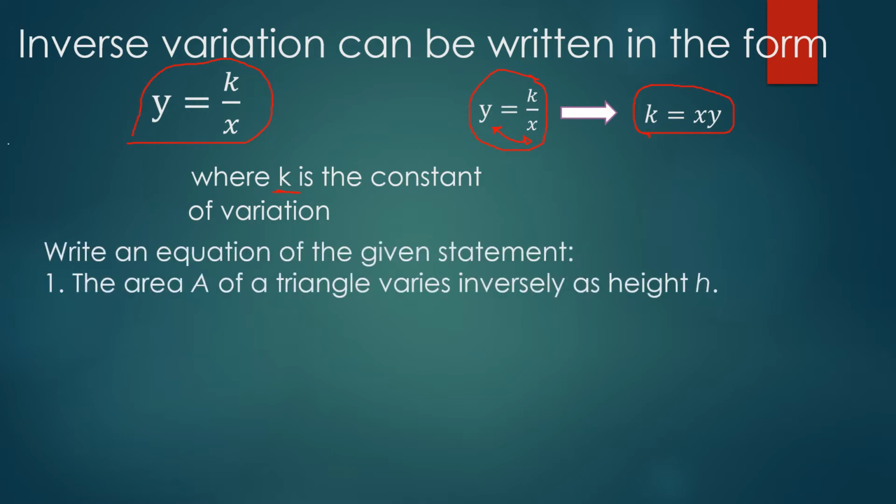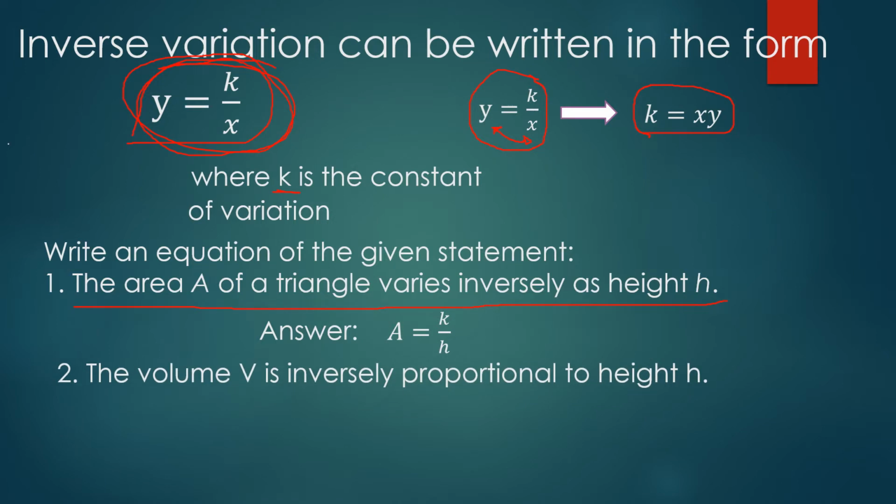Write an equation of the given statement. So ang buhaton na to, magbuhatag equation based sa inverse variation. Number 1, we have the area A of a triangle varies inversely as height h. So magbuhat lang ta og equation. So ang answer nato diha is A equals to K over H. So always a constant pa yun ng K.